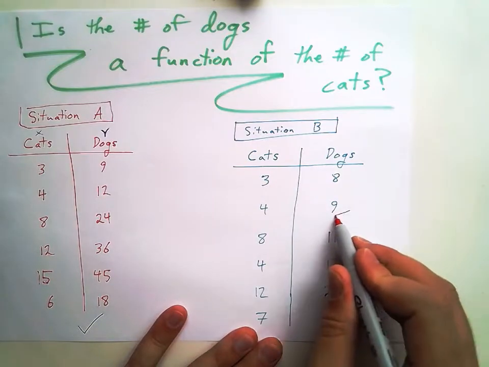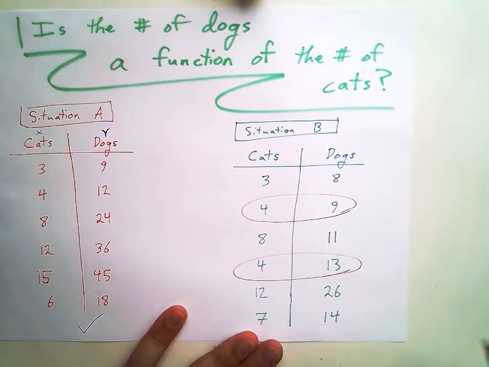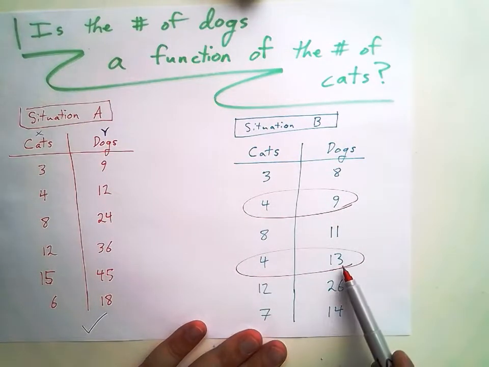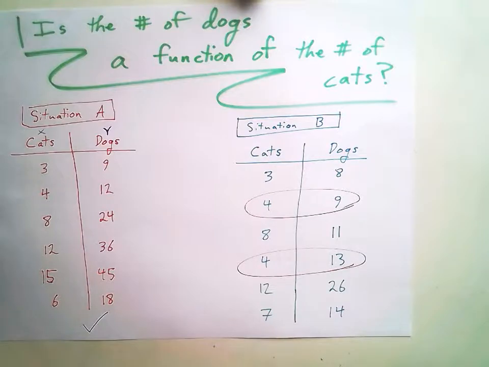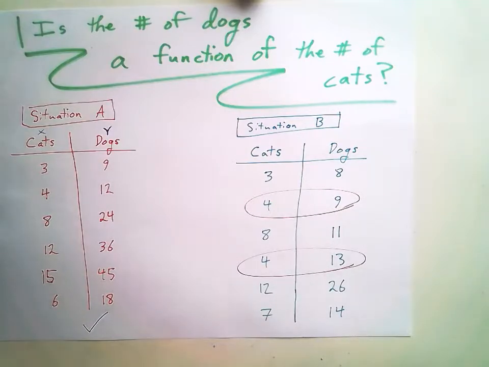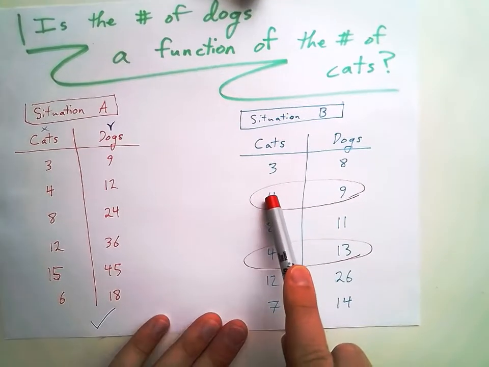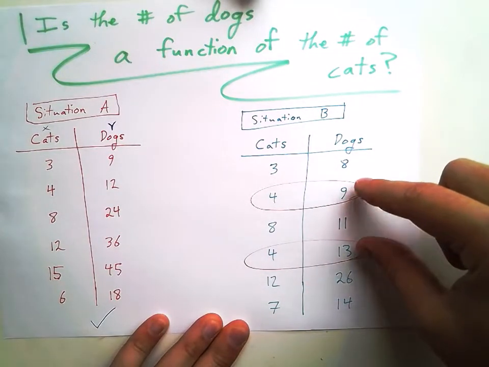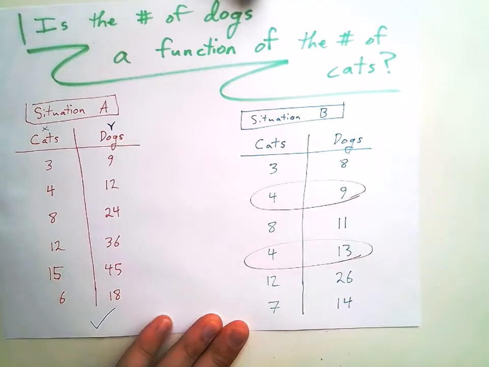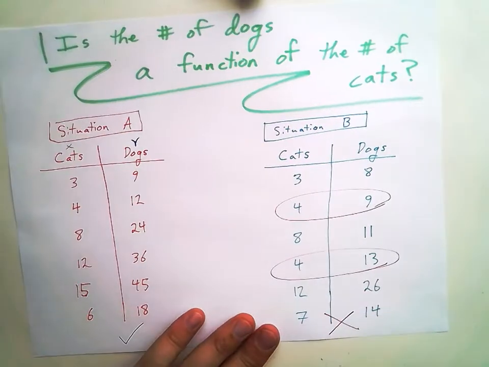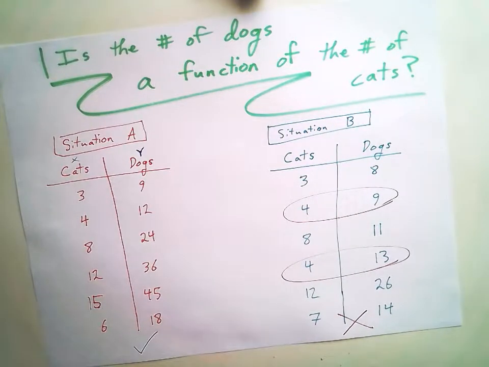But this is why. There could be 4 cats and 9 dogs, and there could be 4 cats and 13 dogs. So just knowing the number of cats does not tell you the number of dogs. If it was a function, the number of cats would determine the number of dogs. You couldn't have different values for the number of dogs with the same number of cats. So this one is not a function.